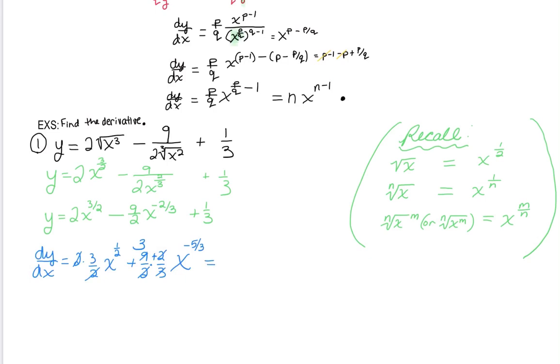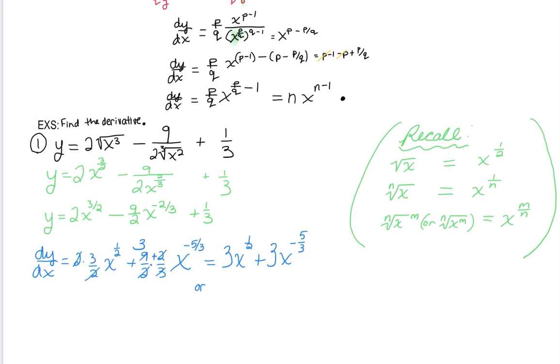So what do we have here if we maybe rewrite this, clean this up a bit? We have our 3x to the 1/2, and then we have our plus 3x to the negative 5/3. That, of course, is mathematically correct. You can leave it that way.